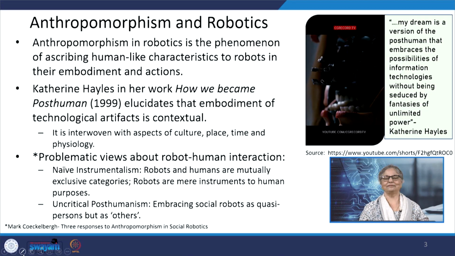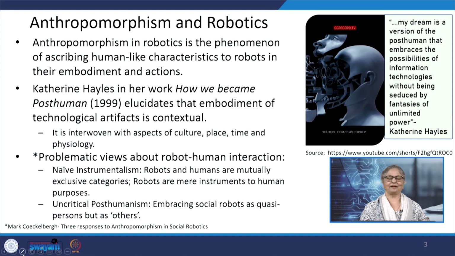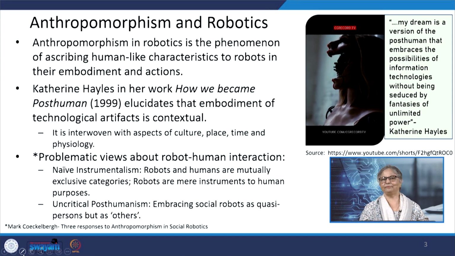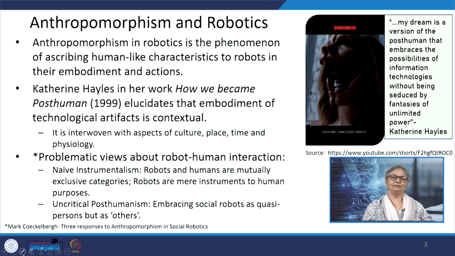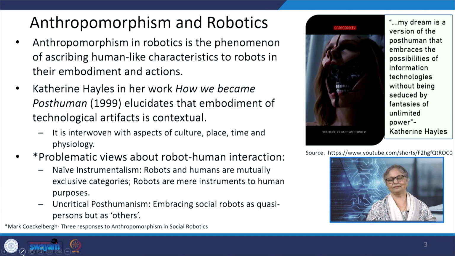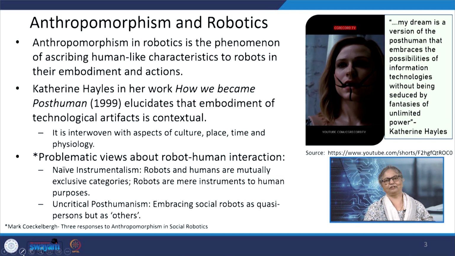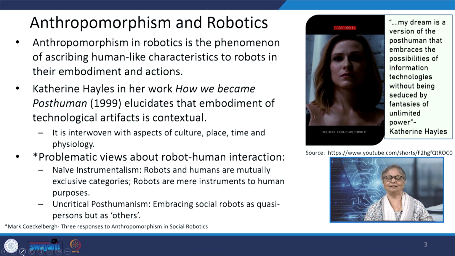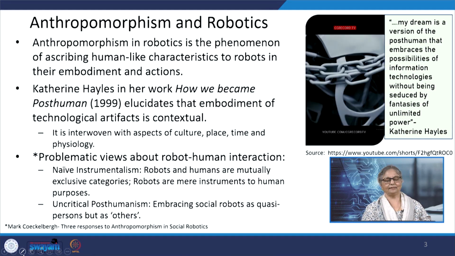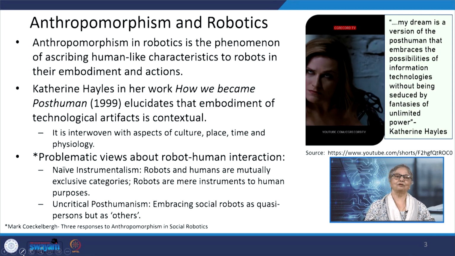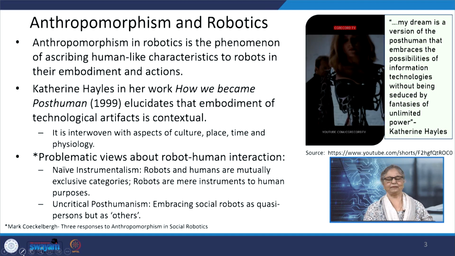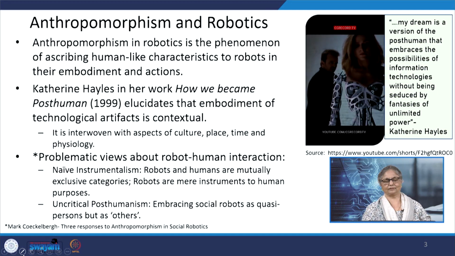Anthropomorphism in robotics is the phenomenon of ascribing human like characteristics to robots in their embodiment and actions. In this context, we should refer to a work by Katherine Hayles, How We Became Posthuman, published in 1999, which elucidates that embodiment of technical and technological artifacts is contextual. It is interwoven with aspects of culture, place, time, physiology, etc.